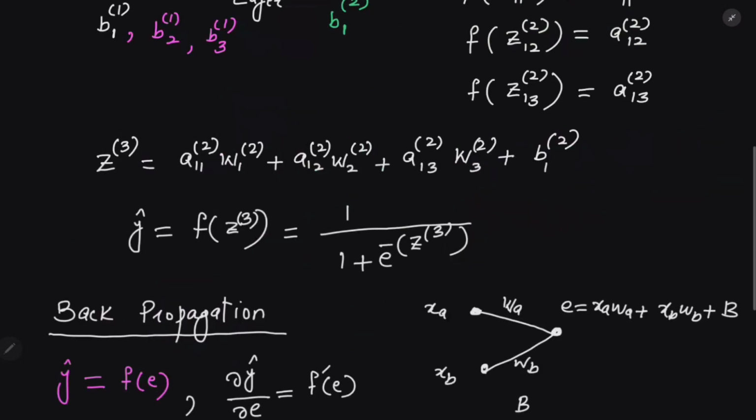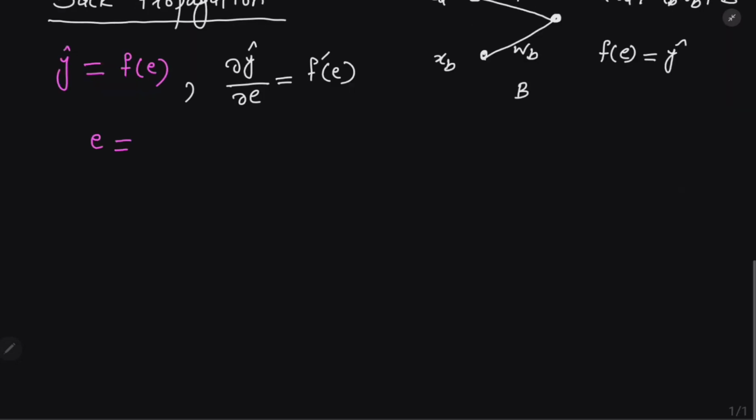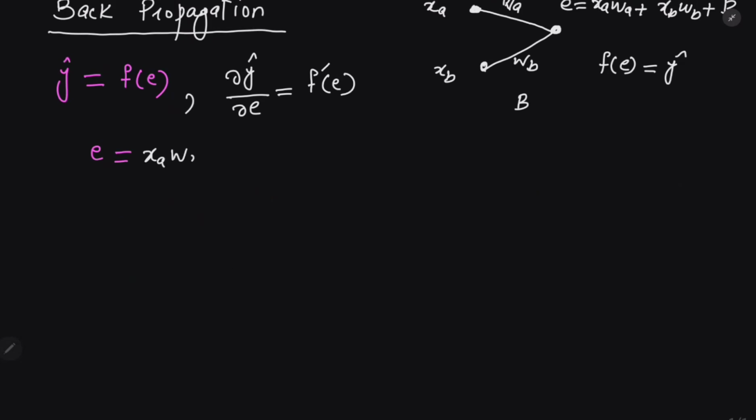Then you apply the activation function f of e on e, and we get y hat. That's what we have over here. We take the derivative of y hat with respect to e, and e will be equal to XA WA plus XB WB plus the bias, which is b. Partial e by partial WA will be equal to XA, and partial e by partial WB will be equal to XB.